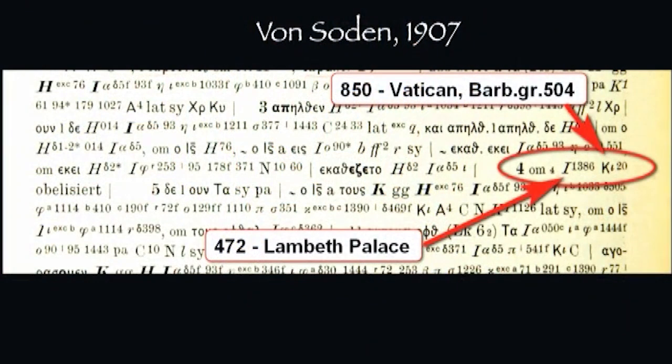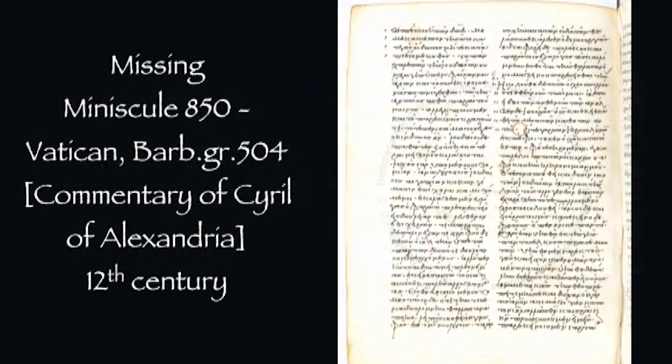And the interesting thing about 850 is that 850 is not mentioned in this book from 2005 in German. So if you only went by the 2005 German book, you wouldn't know about 850. 850 is also in the Vatican. We saw before Barb Greek 520. This is Barb Greek 504. And here is Vatican Greek 504.